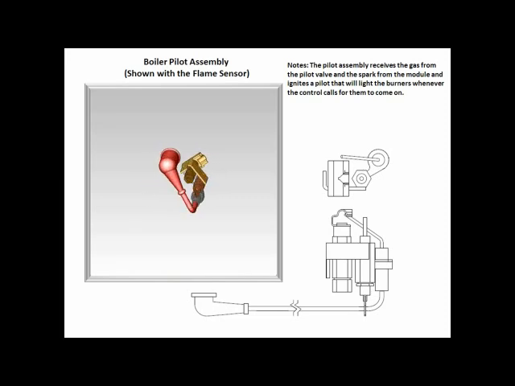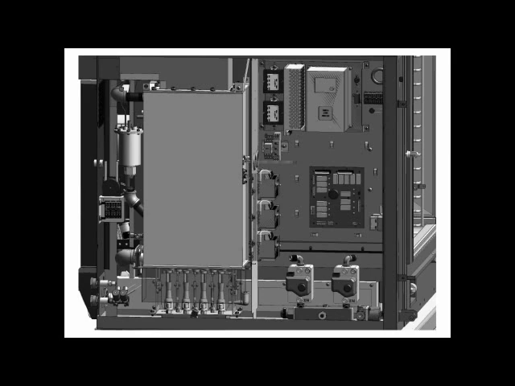The boiler pilot assembly is represented here. It is located beneath the boiler in the boiler burner assembly.